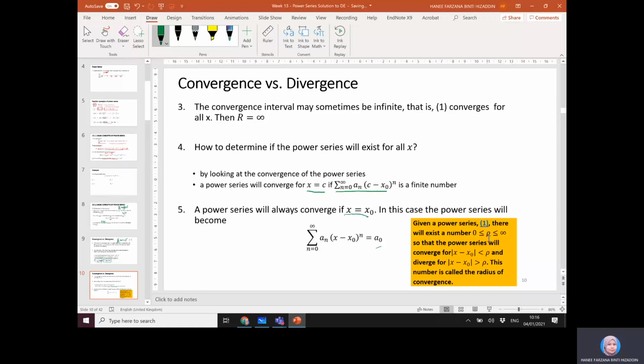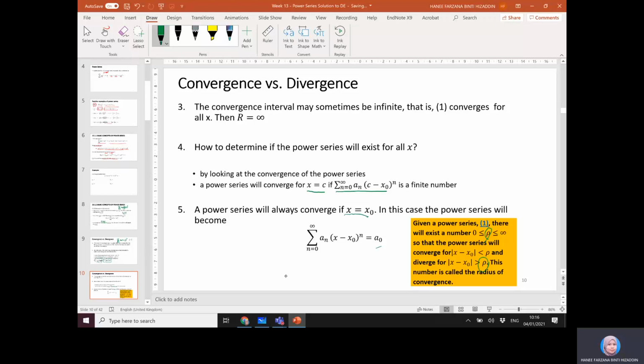So looking at this fact, given a power series equation 1, there will exist a number. This number is rho. This rho ranges from 0 to infinity, so that the power series will converge for modulus of x minus x naught less than rho, and diverge for modulus of x minus x naught greater than rho. This number is called the radius of convergence.